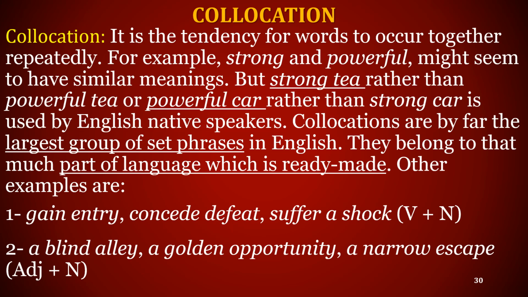For example, we know that strong and powerful seem to be very similar in meaning. However, you never say powerful tea, as you might not say a strong car. Rather, you say strong tea and powerful car. Now, other examples are gain entry, concede defeat, suffer a shock, in which we have verb plus noun. We might have also adjective plus noun, a blind alley, a golden opportunity, a narrow escape, etc.